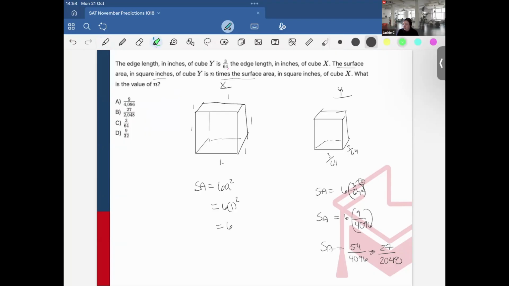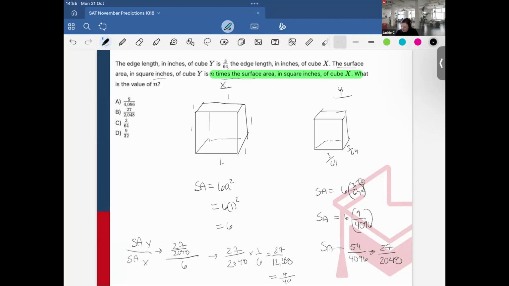And then I'm asked, it's n times the surface area of cube x. So now I can just set a ratio of the surface areas. So I can say the surface area of cube y to the surface area of cube x, which will be 27 over 2048 divided by 6. That would be the same as multiplying by 1/6. And then this would simplify to 27 over 12,288. And then dividing everything by 3, it simplifies to 9 over 4,096, which looks exactly like correct answer choice A.